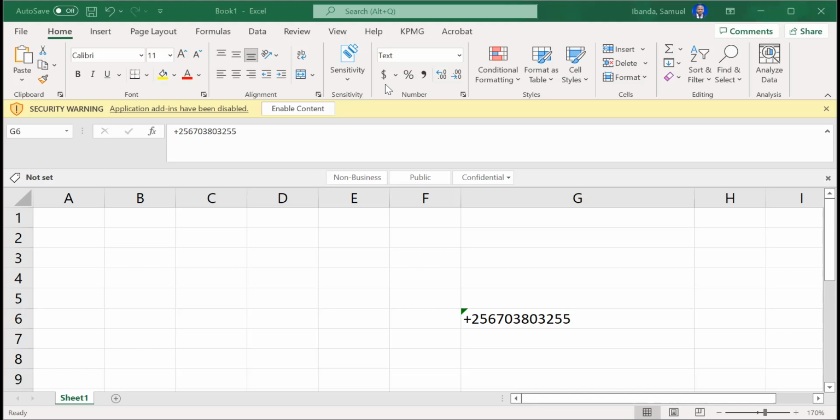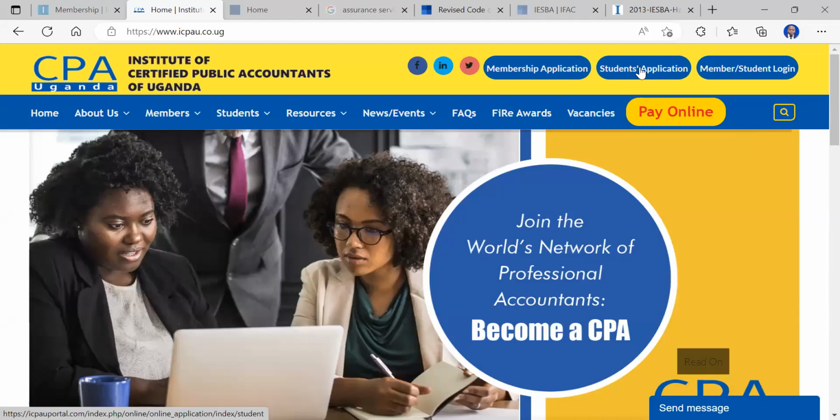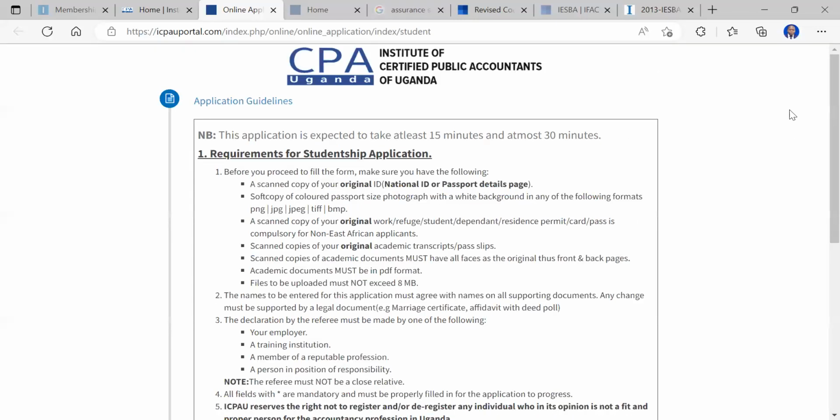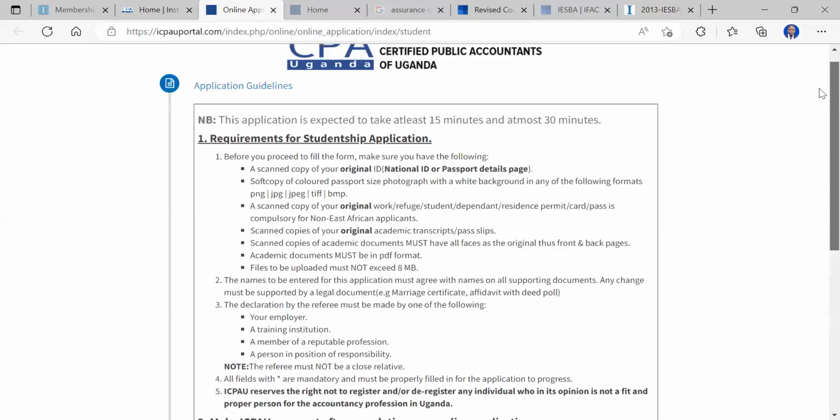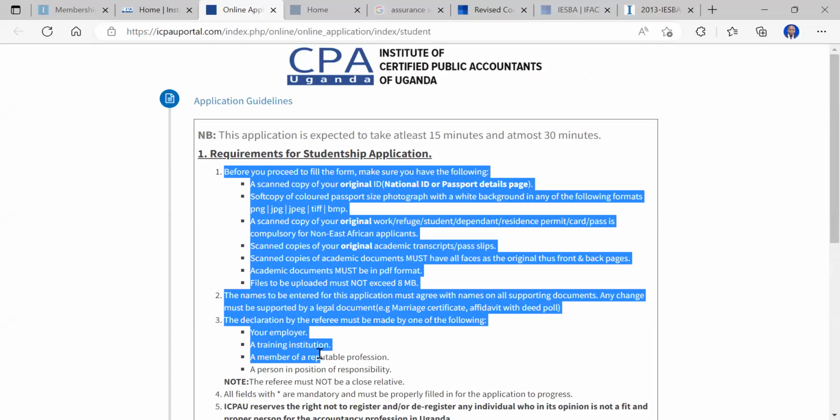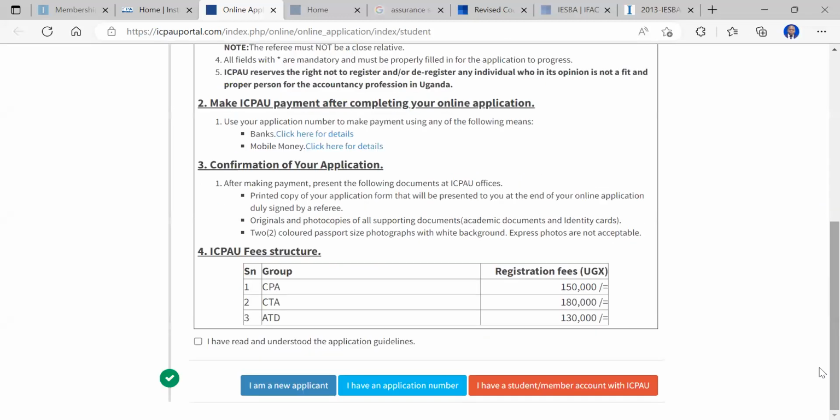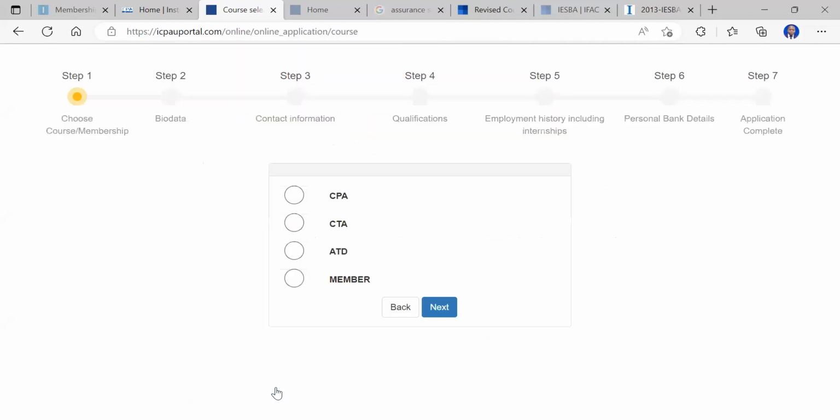Okay. I encourage you, if you have not registered for CPA, please, you go and register accordingly. It is very easy to register. What you just do is just go to the website and click on student application. When you click on student application, it will bring you to a page that has requirements. You prepare these requirements and then you start the process. Say I'm a new applicant, and it will take you through subsequent steps.